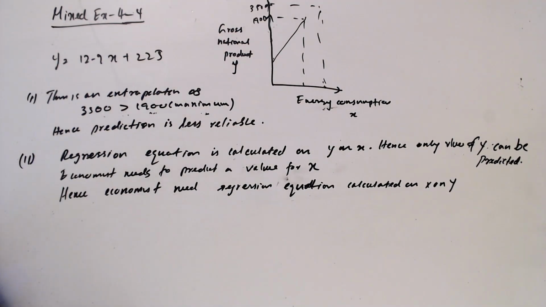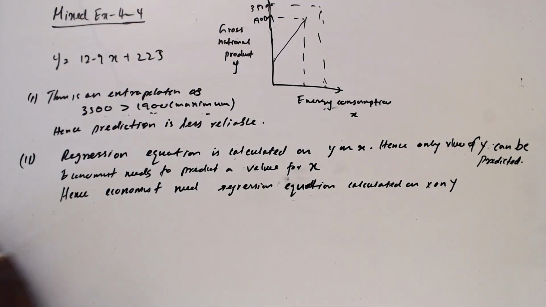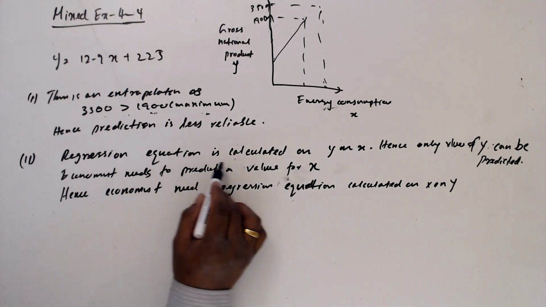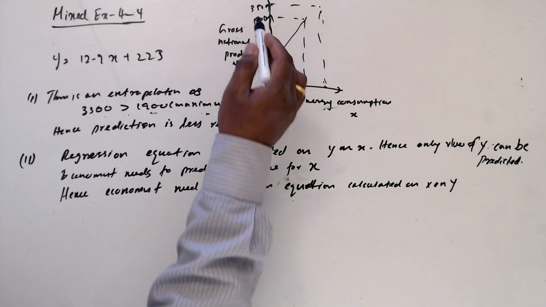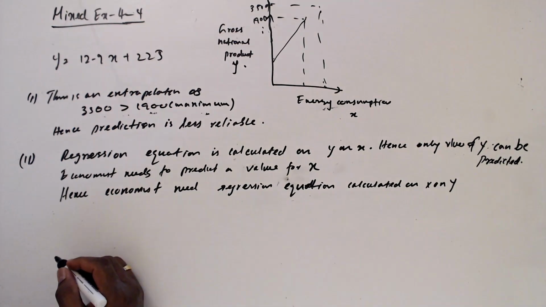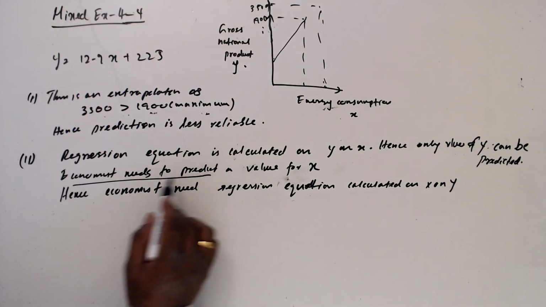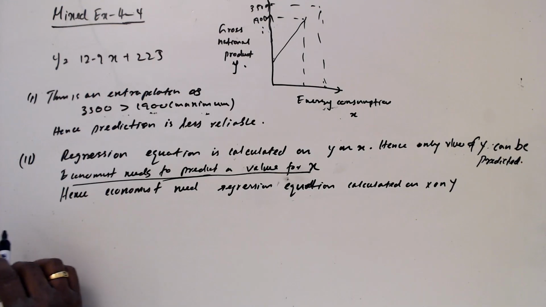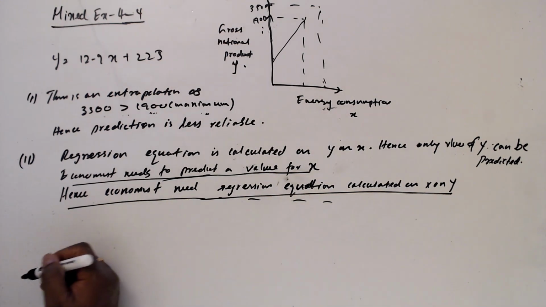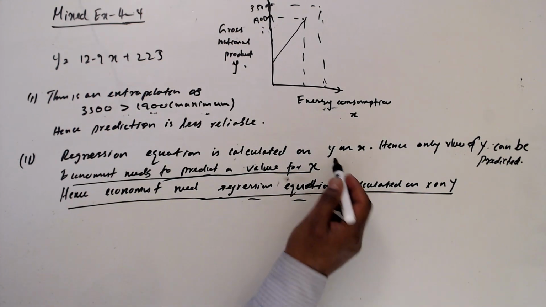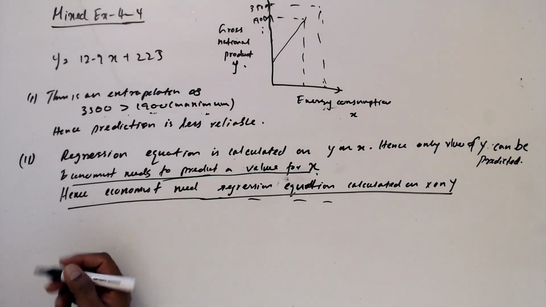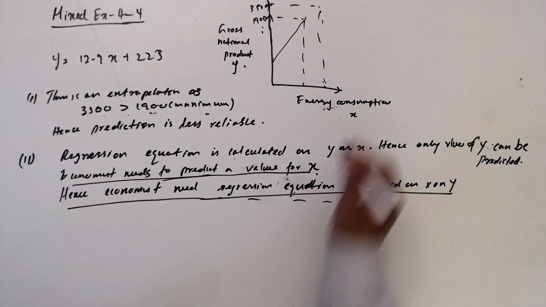And the other question is due to reason. The second reason is the regression equation is calculated y on x. This is y and x. Hence only the value of y can be predicted. The economist needs to predict the x value. Hence the economist needs the regression equation calculated x on y. So he can't use this y on x to calculate the x value. The reason behind it is because of how we calculate the regression line.